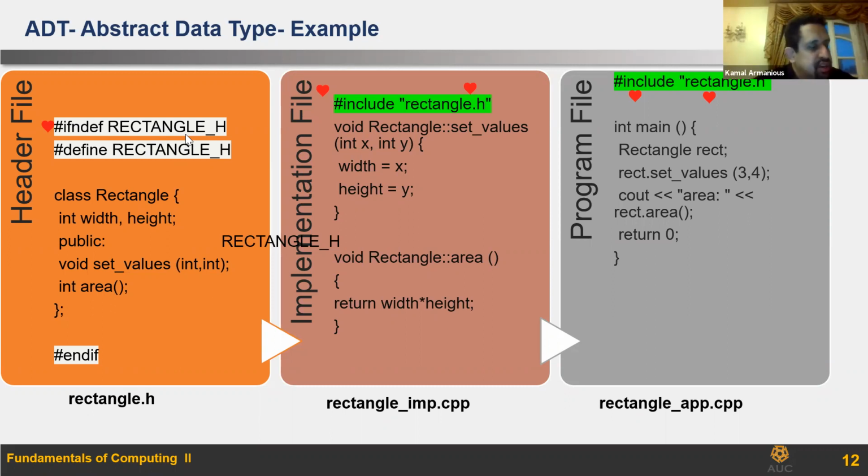Okay, so the first file will see whether the word rectangle.h has been defined before the guard. So it will define those variables one time. Then it comes to this file, which will use that file. So it will check, did I define width and height and set values and area before? Yes, I did. Then it will not redefine those variables. So it will be defined once. Okay?